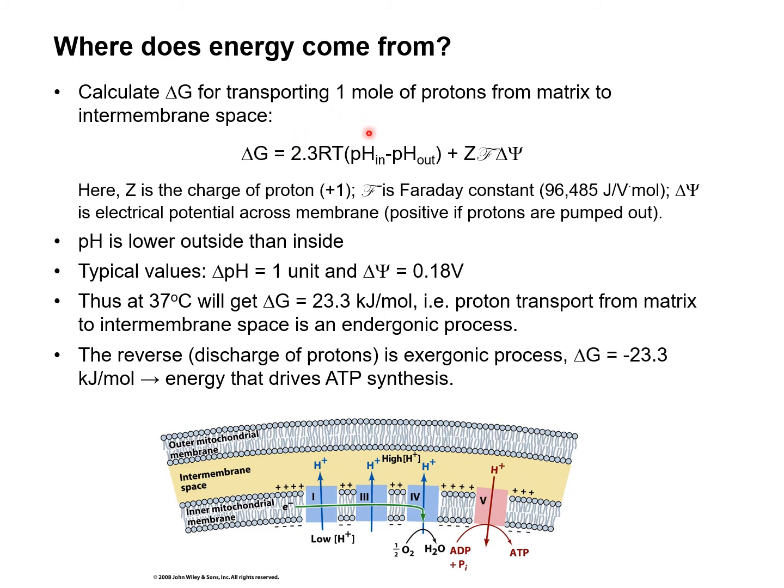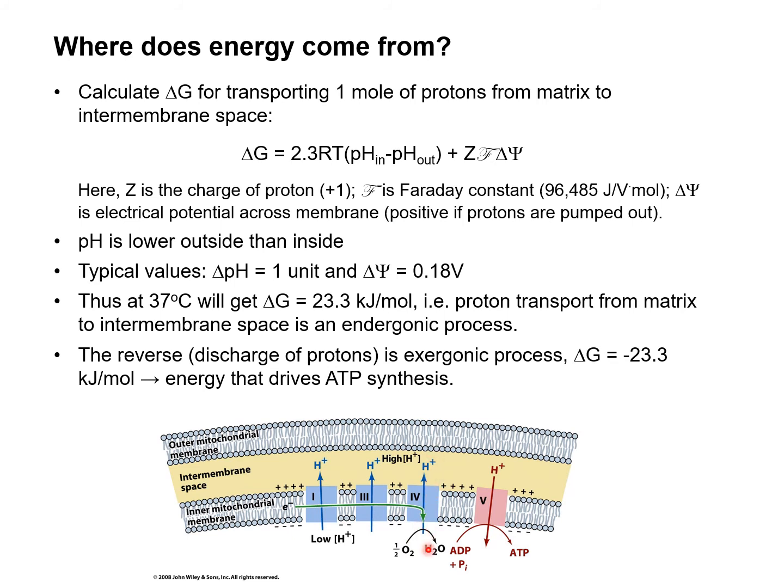Let's plug in some typical values here, where delta pH of the inside and outside of this inner mitochondrial membrane is 1 unit, and delta psi is 0.18 volt. Then at 37 degrees C, which is our body temperature, we're going to get delta G of 23.3 kilojoule per mole. That is to say that the proton transfer from the matrix to the intermembrane space is an endergonic process. That is the direction of the proton moving from inside the matrix to the outside, right?